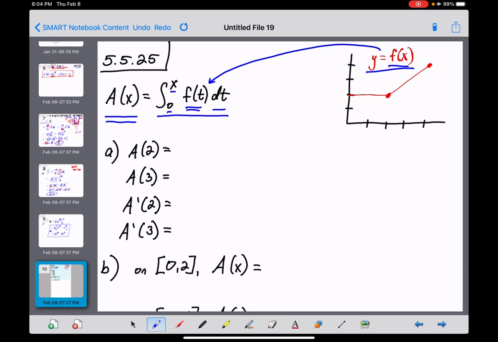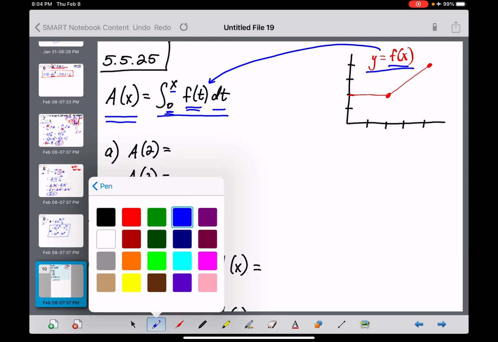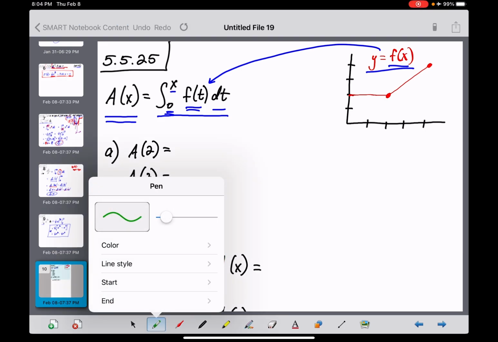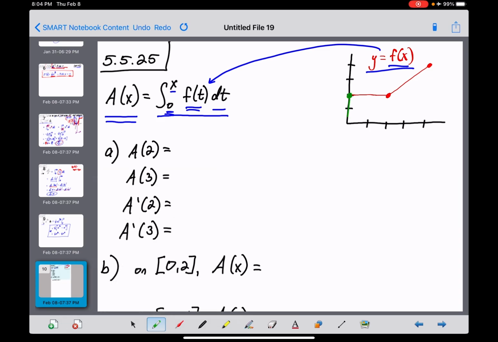Okay, so to evaluate A of x, we're going to take a definite integral starting at 0 and ending at x. So we're going to make a region, I think I'm going to go green with this one here, that starts at 0 right there, and for starters, ends at 2. They want to know the net area between the curve and the x-axis starting at 0, ending at 2. Well, it looks like we have a 2 by 2 rectangle here. Some might even call that a square, and that's going to get us 4 for that area.